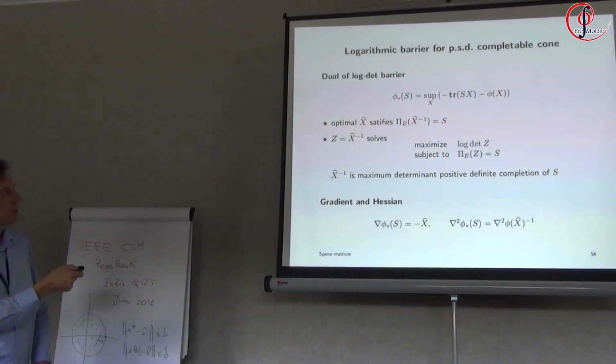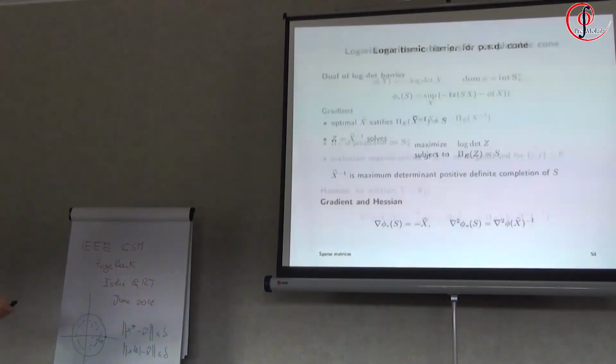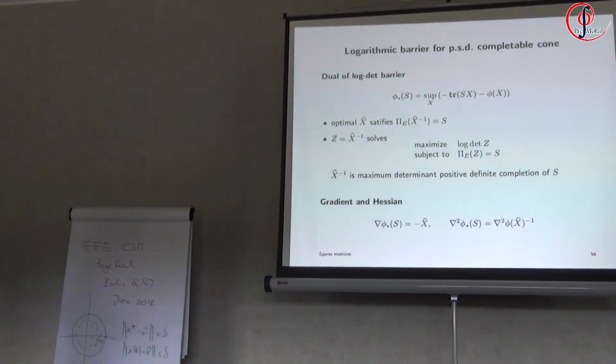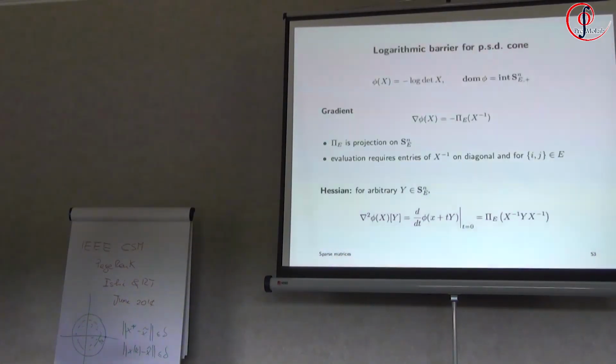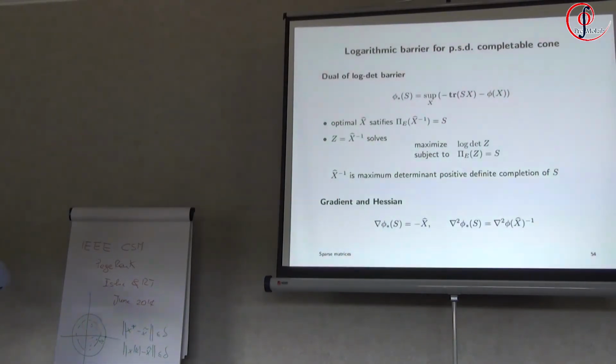And then from this maximum determinant completion, or its inverse, you also get the gradient of this dual barrier, and then you can compute the ratio. So these are all questions that in general would require solving a convex optimization problem. But if the pattern is chordal, you can answer them very efficiently at the cost of roughly a Cholesky factorization. And I'll discuss that tomorrow.